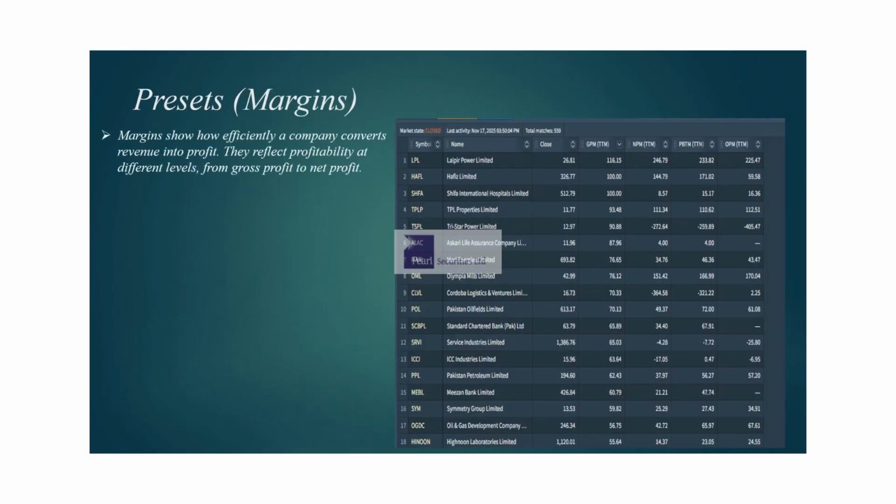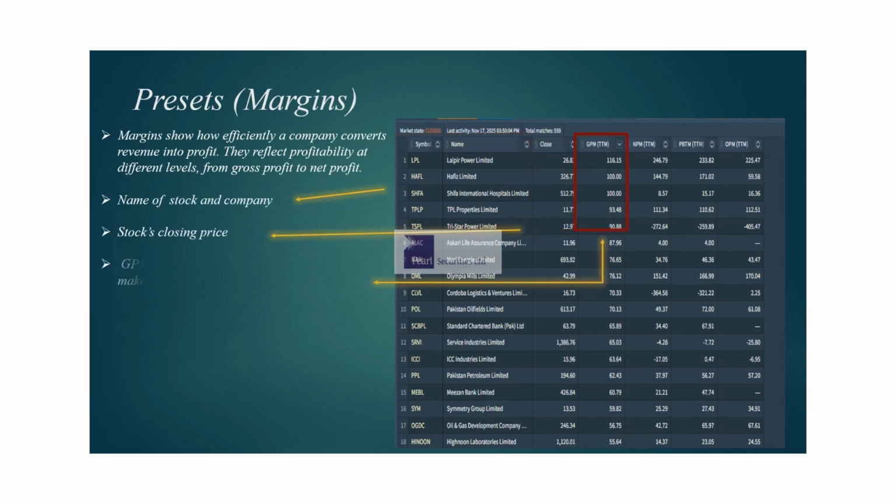Margins show how efficiently a company converts revenue into profit. They reflect profitability at different levels, from gross profit to net profit. Name of stock and company. Stock's closing price. GPM/TTM shows how much profit the company makes on sales before other expenses.